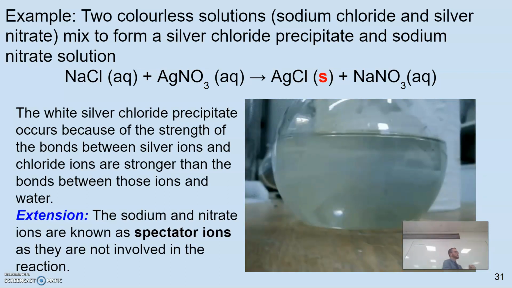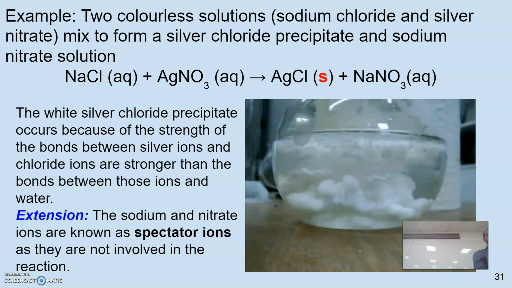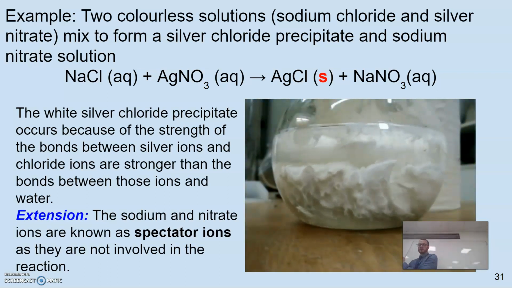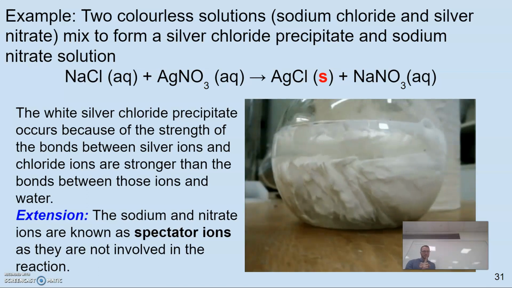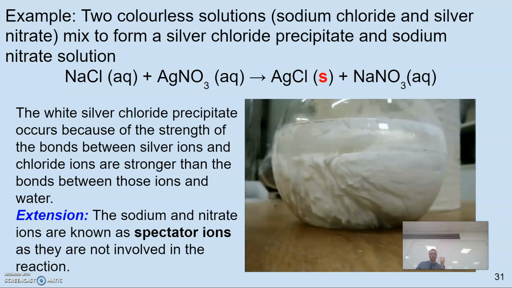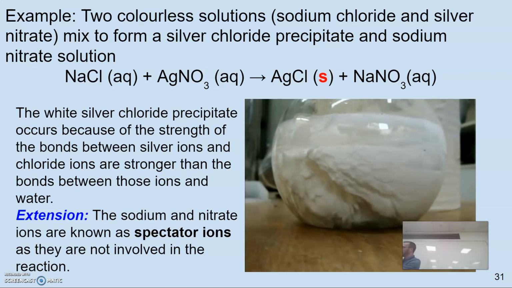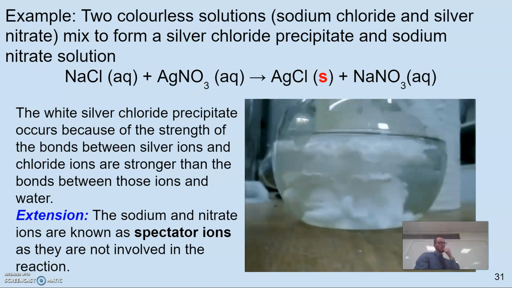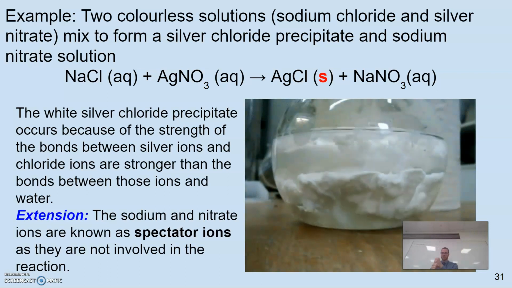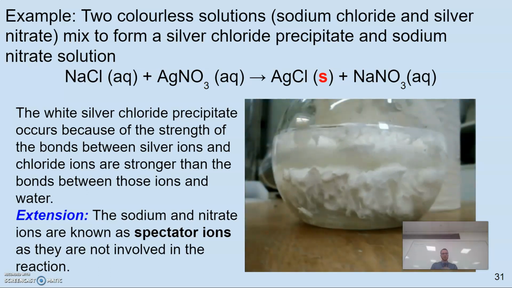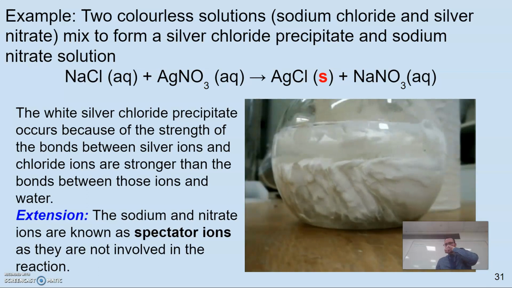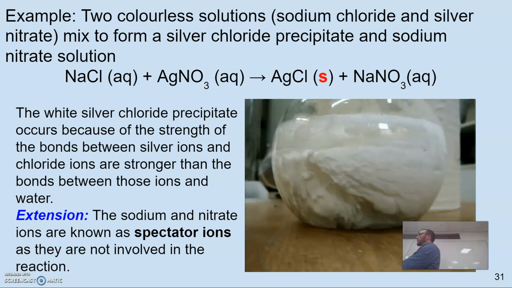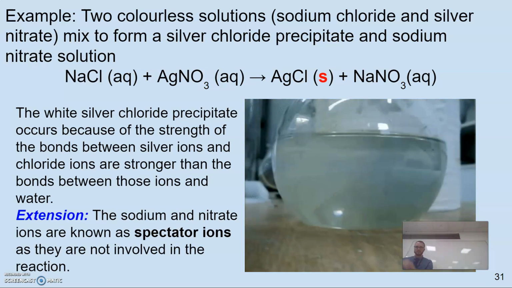Something will only precipitate out if that particular combination of ions is insoluble. So here's an example. Sodium chloride and silver nitrate, that was in the amber bottle that we looked at last week. Sodium chloride, or you might have mixed it with hydrochloric acid, you would have got this white precipitate. And that's silver chloride, because silver chloride is insoluble in water. So that's why it comes out as a solid.